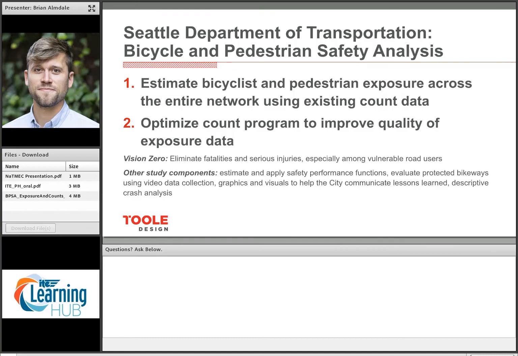A little background information: the BPSA was produced to advance Seattle's Vision Zero goals to eliminate fatal and serious injuries, with a focus on vulnerable roadway users, such as people riding a bicycle and walking. The BPSA itself has several other components aimed at proactively and systematically addressing safety issues that included the development and application of safety performance functions, innovative and sophisticated video analysis, the development of rich graphics and visuals for effective public communication, and various crash analyses.